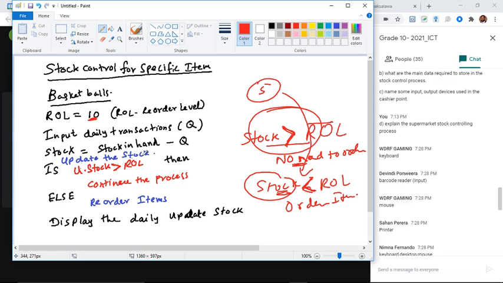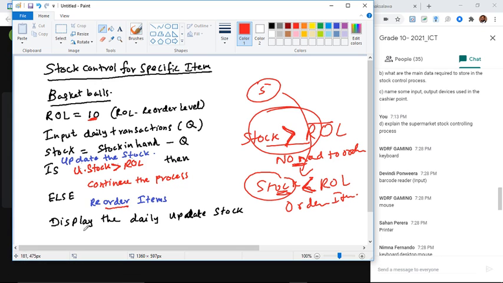අපි මේ අප්ඩේට් කරලා දවස් අන්තිමට අප්ඩේට් කරුවා. Updated stock greater than the reorder level. So what will happen? Continue the process. Continue කරගෙන යනවා. ඒ කියන්නේ ඊළඟ දවසටත් මේකත් එක්ක යන්න පුළුවන්. Updated stock එක reorder level එකට වඩා වැඩි නම්. ඒකට වඩා අඩු වුණොත් එහෙනම් මොකද වෙන්නේ? You have to reorder the items. Reorder කරන්න වෙනවා items ටික.